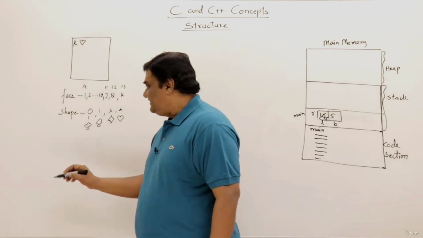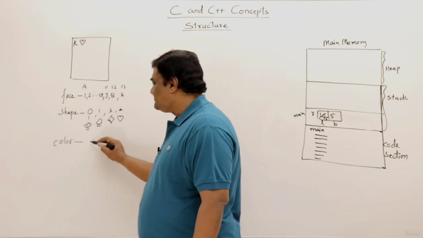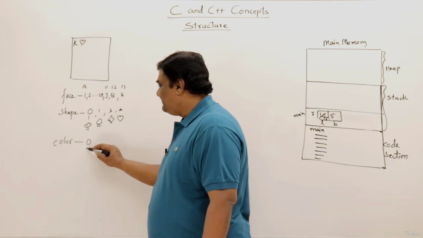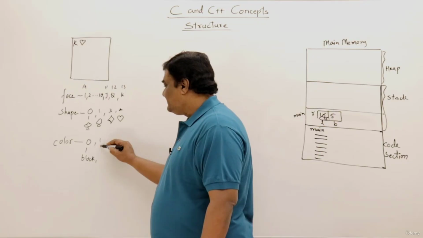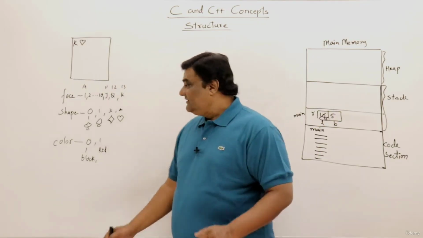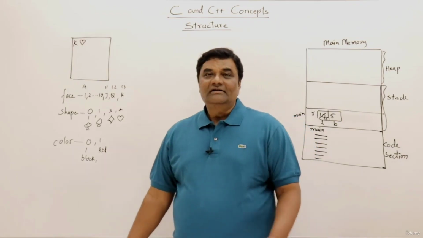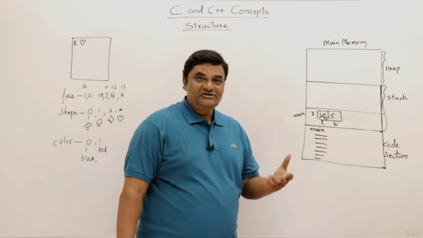Then now next thing is color. So as there are only 2 colors, I will define colors also in terms of codes. Let us say 0 for black color and 1 for red color, right? So 1 for red color. So black and red color. So this is how we can define a playing card. Now this I can represent as a structure.